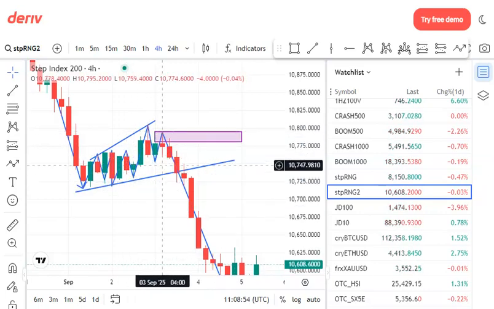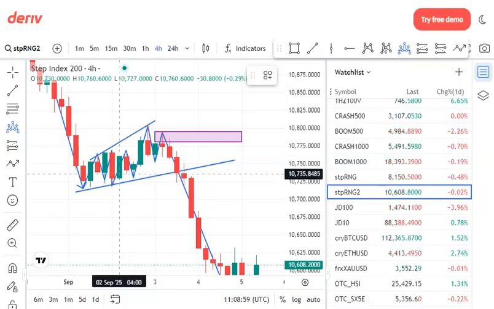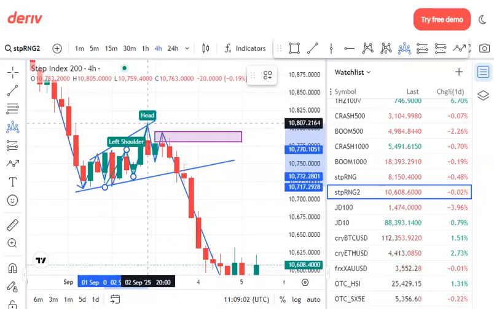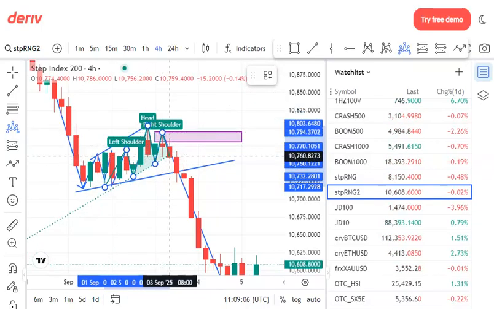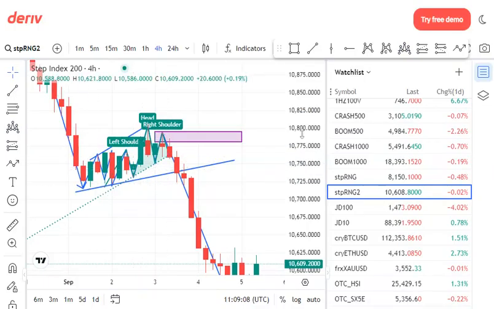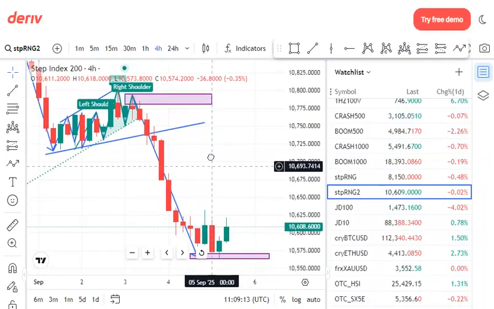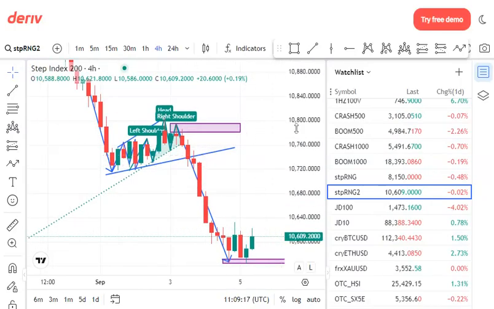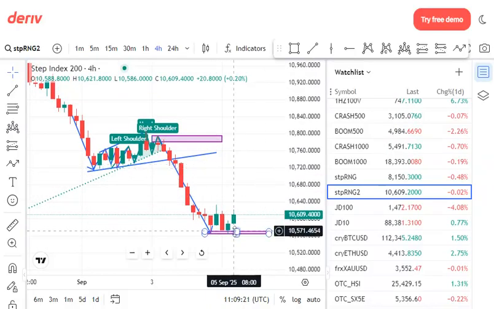I drew this line to show you something. This is the head and shoulders pattern that I just drew here. I'll show you in a clearer view. You see this head and shoulders pattern that Step 200 Index gave. After it gave the head and shoulders pattern, it was moving in a very straight trend, and this is the 4 hour time frame.